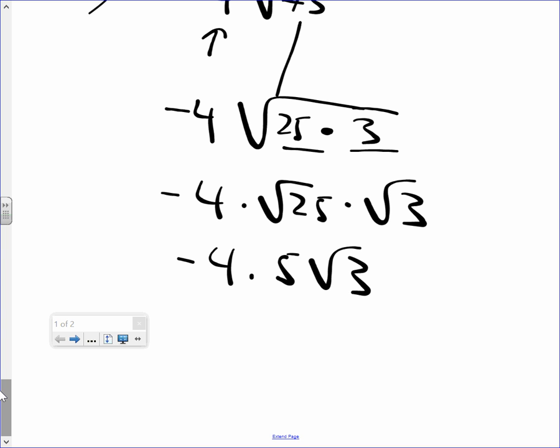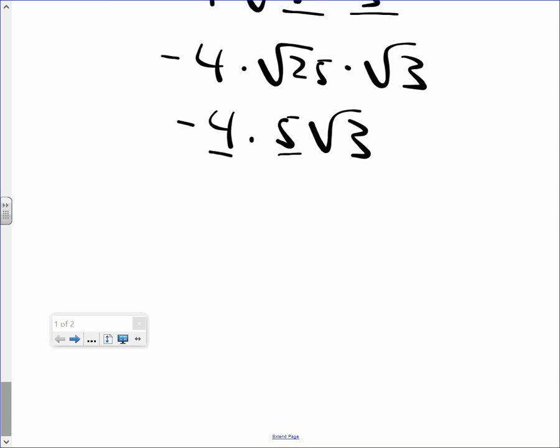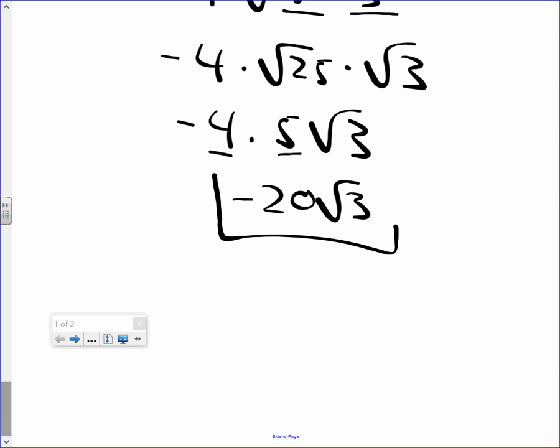And now I can multiply normal numbers times normal numbers. Notice that, right here and here. What is negative 4 times 5? Thank you. So our final answer is negative 20 rad 3.